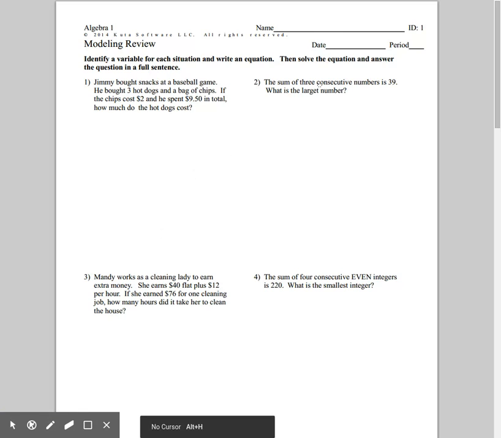All right, so consecutive, what does that mean? That means one after the other. Okay, so I'm going to show you an example. The number 1 is our first number, and the next consecutive number is 2. The consecutive number after 2 is 3, right?